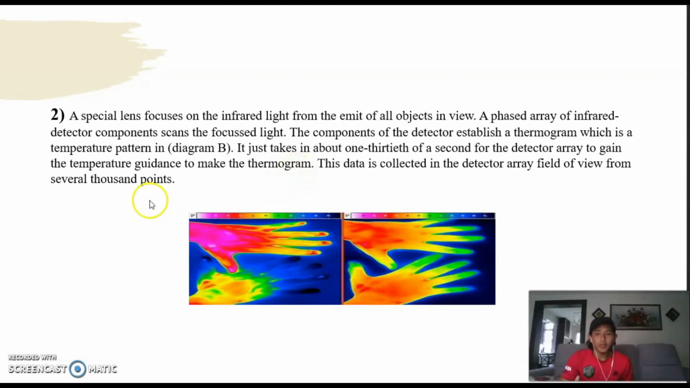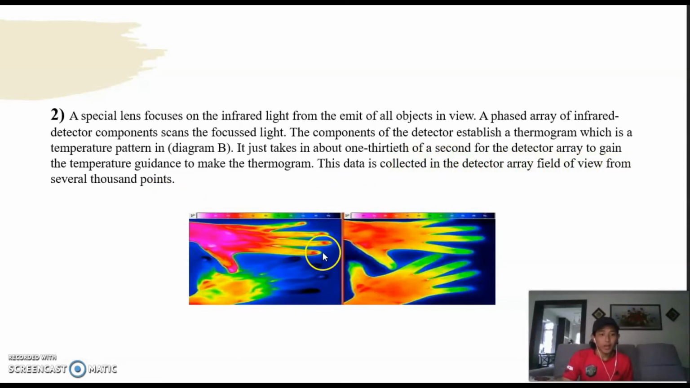For the second one, a special lens focuses the infrared light emitted from all objects in view. A phased array of infrared detector components scans the focused light. The detector components establish a thermogram, which is a temperature pattern, in diagram B. We can see here, it takes only about 1/30th of a second for the detector array to gain the temperature information to make the thermogram. This data is collected in the detector array's field of view from several thousand points.